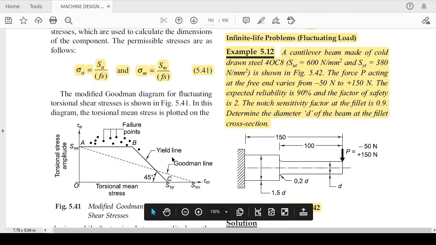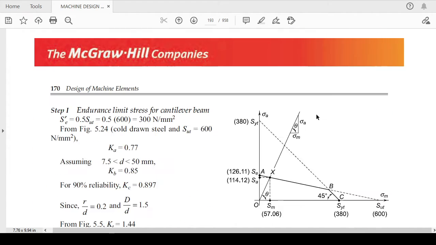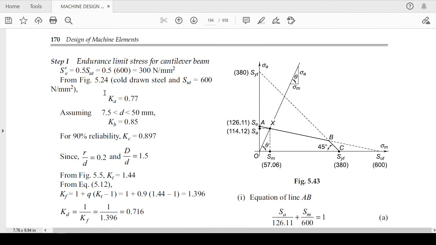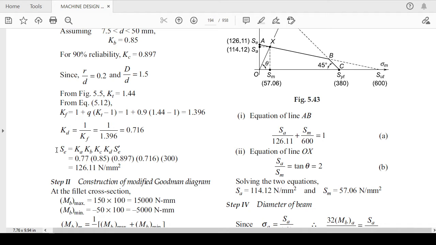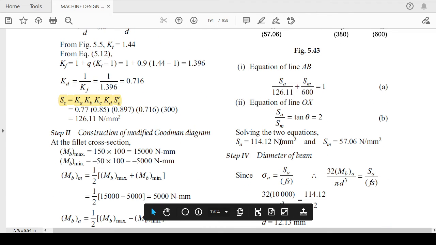Let's see some numericals and try to solve them. For the infinite life problem, there is a cantilever beam made of cold drawn steel. If the steel and SUT are given, you can calculate Se dash, which is 0.5 times SUT, and you can calculate the values of Ka, Kb, Kc and Kd. On that basis you calculate Se, the corrected endurance strength. Then plot this diagram and apply the equation AB.